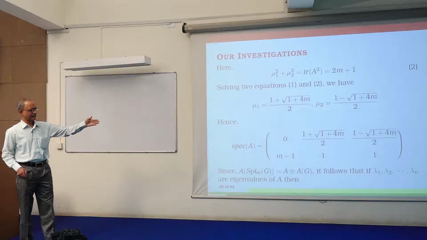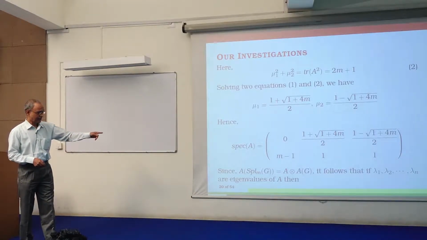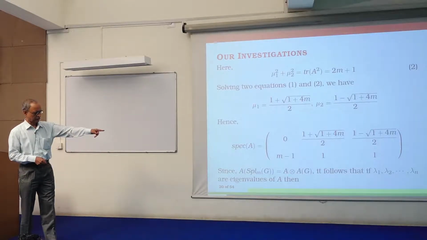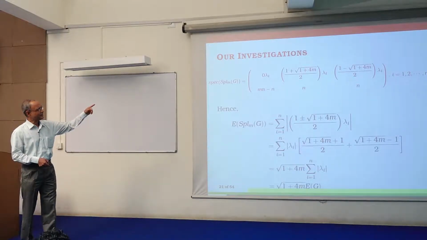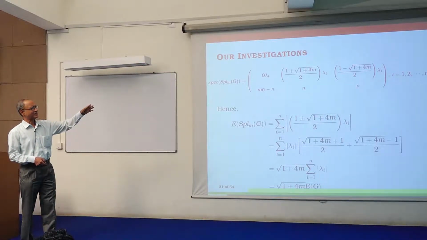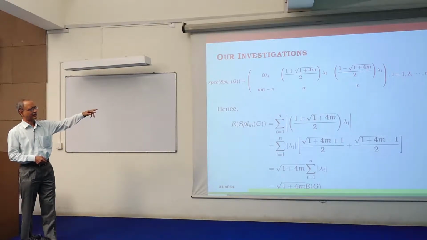M minus 1 eigenvalues 0, one eigenvalue 1 plus root 1 plus 4m by 2 with multiplicity 1, and the last one with multiplicity 1. But as we have already mentioned, the adjacency matrix of the M splitting graph of G is A cross AG, and that's why we have the spectrum of the M splitting graph of G, where Mn minus n number of eigenvalues 0, n eigenvalues with the second one and the third one with this.